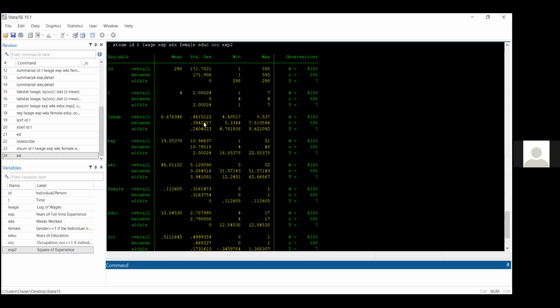There is higher variation between individuals for wages compared to over time. There is also variation over time, but the variation is higher between individuals. The same thing here for experience. Experience varies.